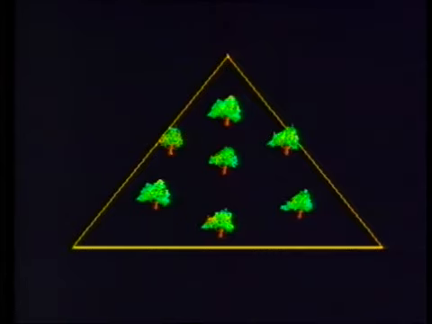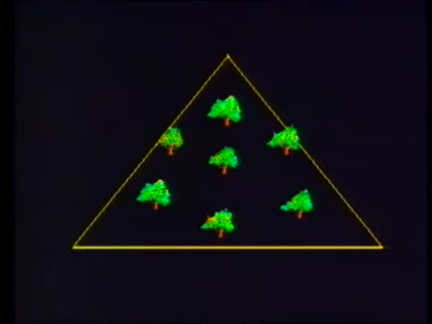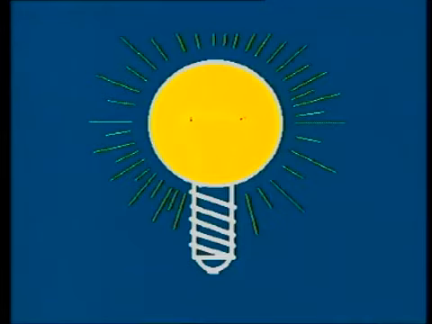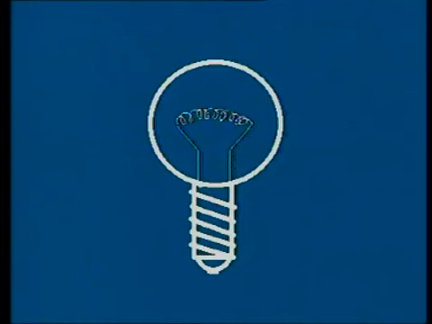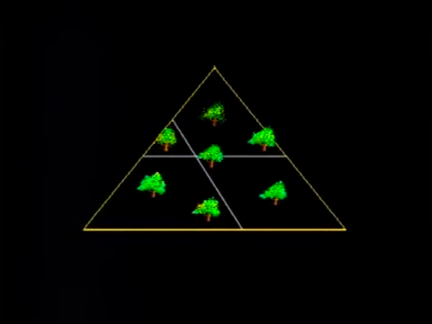7 sections, 1 tree in each section, and with 3 straight lines only? Well, that's a bit difficult, isn't it? I don't know if I can do that. I'm sure you can help the farmer to solve his problem. Yes, you're right. Okay, now, try another one.